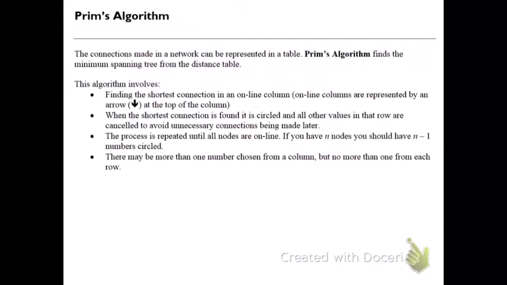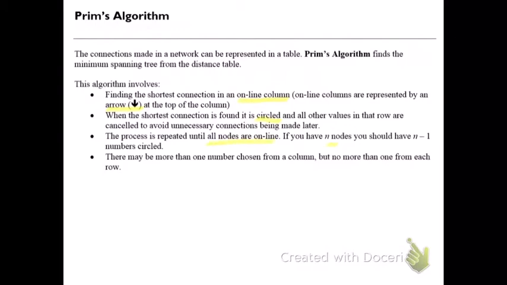So to sum up, let's make sure we understand the rules for how Prim's algorithm works. We're finding the shortest connection on an online column, which is any column we've represented by placing an arrow at the top of the column. When we find the shortest connection, we circle it, and we automatically cancel all the other values in that row so that we don't make any unnecessary connections later on. That means ruling a line through that row. We keep going until all the nodes are online.